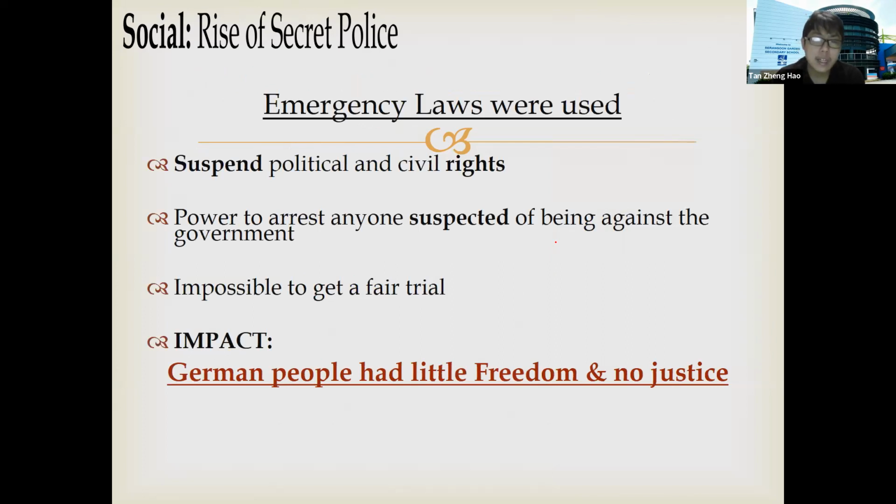So under the emergency law, just now we saw Hitler did the thing called the Enabling Act. Let's write it out again. Enabling Act. So Hitler was able to suspend political rights. So anybody suspected of being an enemy against the government can be arrested and you cannot get a fair trial. And the impact was the German people had very little freedom and there was no justice.